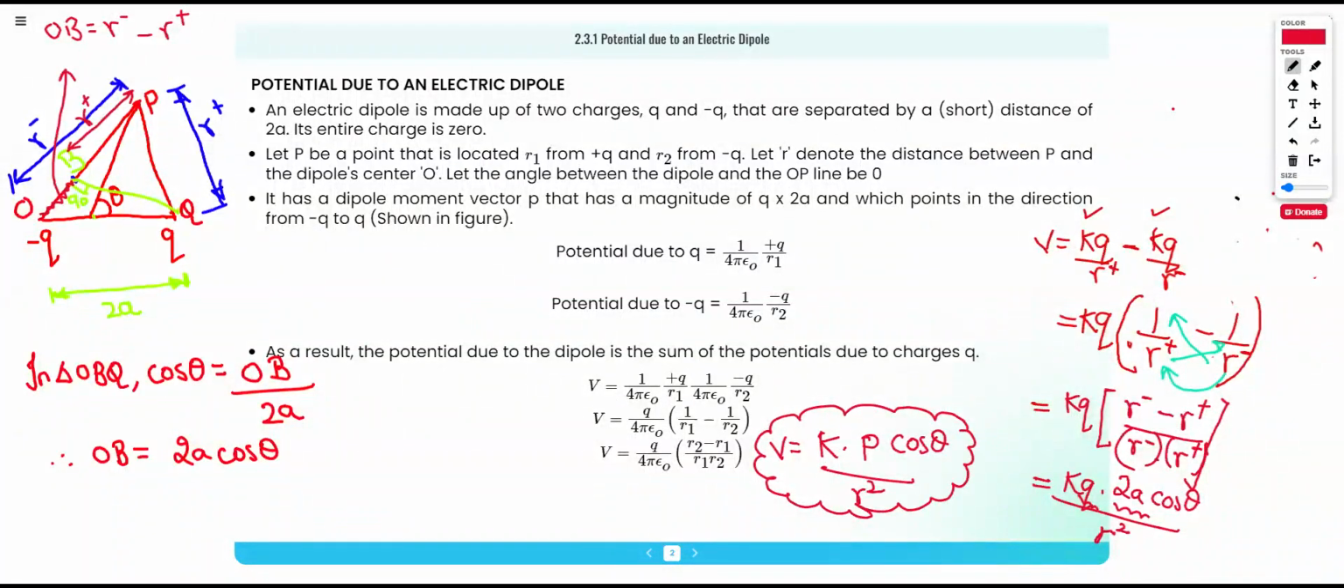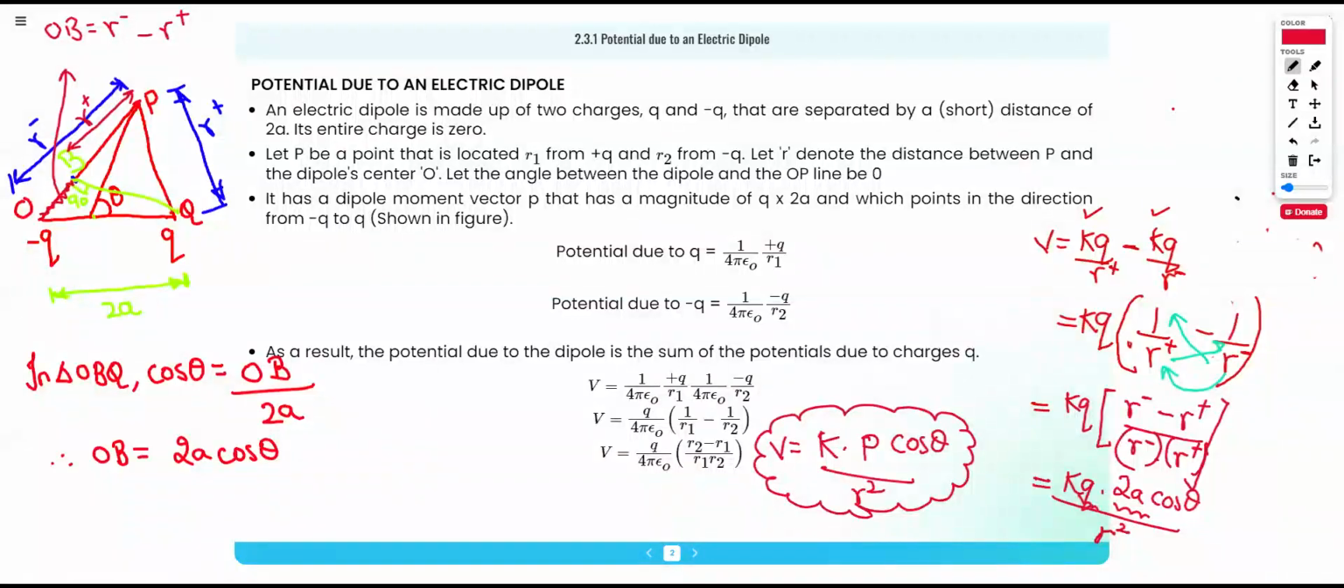Once more, we'll give you a short revision on this. What is a dipole? A dipole is made up of two charges, plus Q and minus Q, and they are separated by distance 2a. Now we are considering point P here, which is at angle theta.